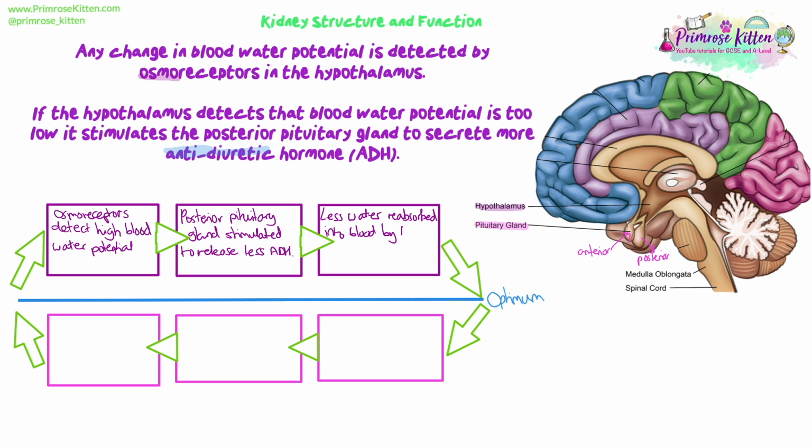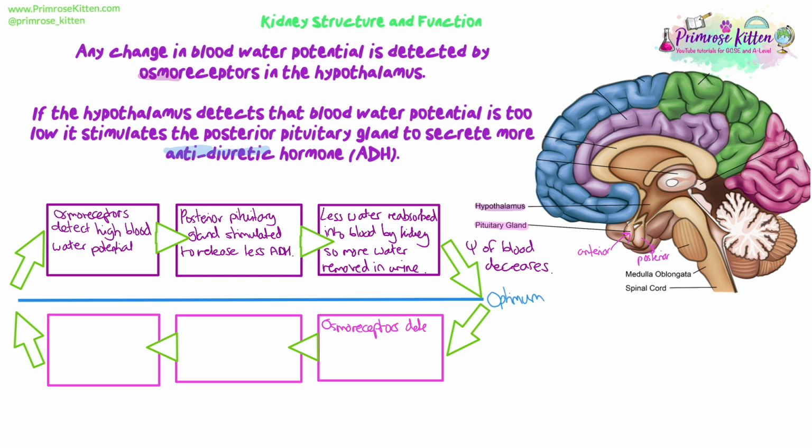This makes sense. If we're not removing it back into the blood, so stopping it from leaving the body, then more of it is going to leave the body in the urine, which is what we want, because ultimately we get rid of more water from the blood. That's going to decrease that blood water content.